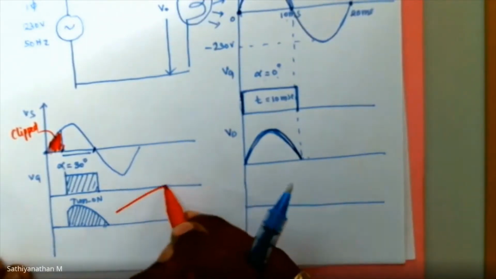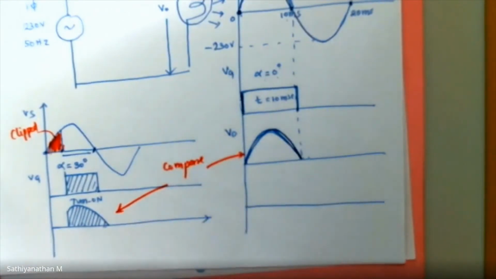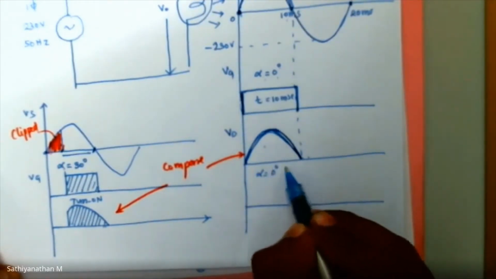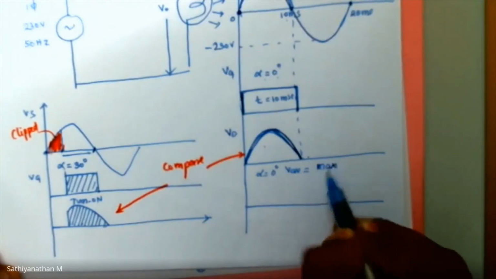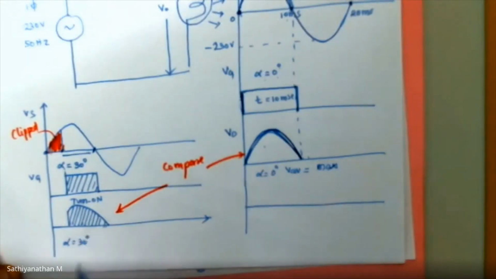Compare this and this. You have just changed the turn on time of the device and look at the difference. Here, when alpha is equal to 0, your average output voltage is maximum. Now alpha is changed over to 30 degree and your average output voltage V0 average is less. So the turn on time period and turn off time period is very, very important.